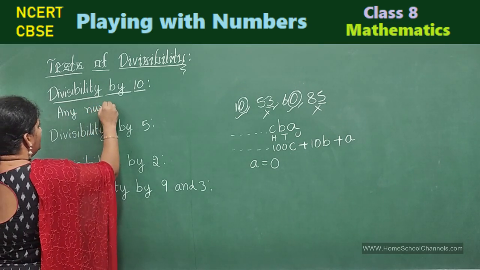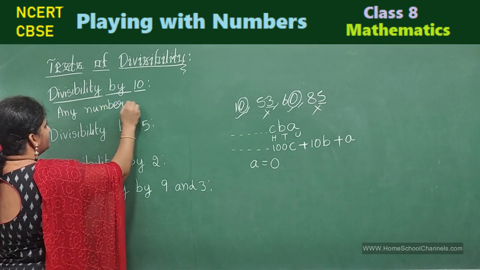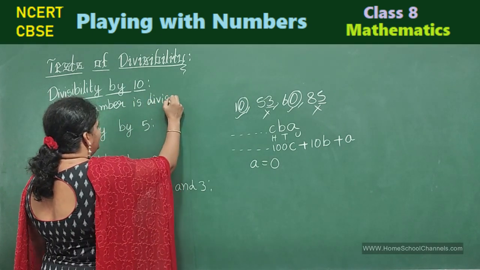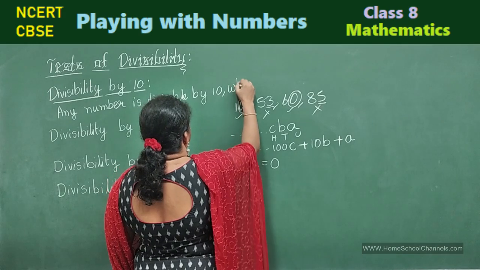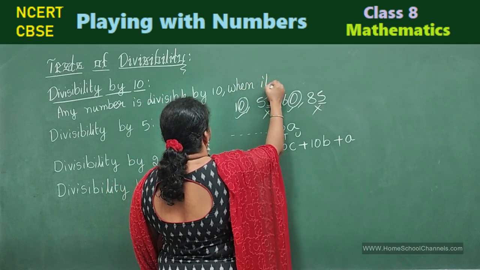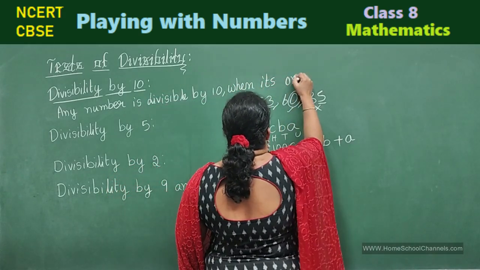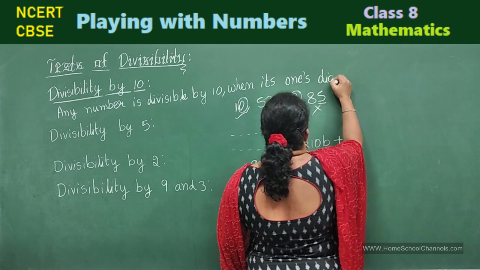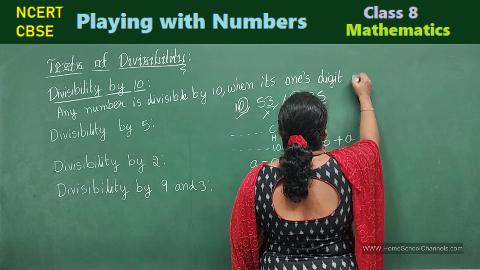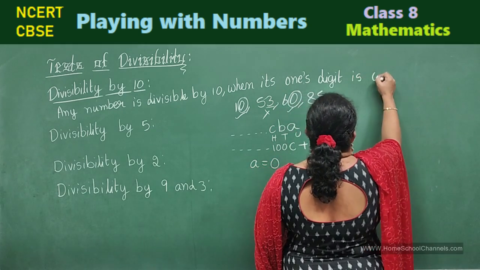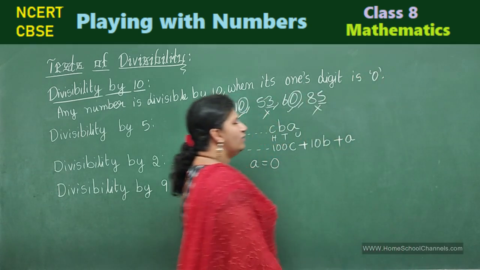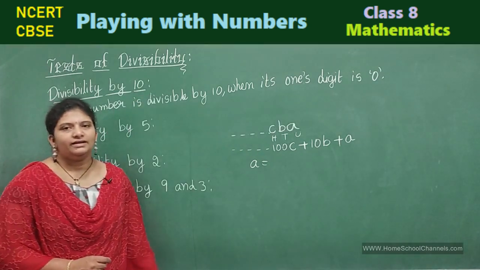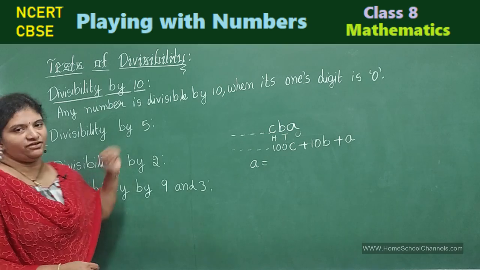Any number is divisible by 10 when its ones or units digit is 0. When its ones digit is 0.